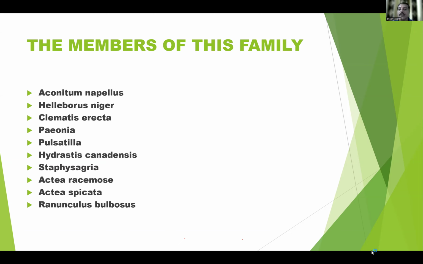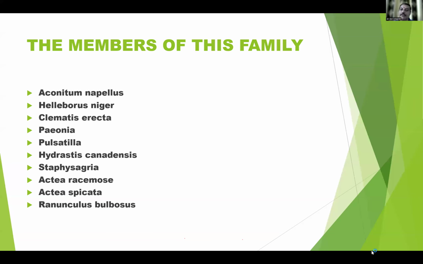The members of this family, I hope, because many of you are well versed with the remedies. The members of this family are Aconitum napellus. You all know Aconite, I think, the first remedy that is taught in our BHMS, etc. Helleborus, Clematis erecta, Paeonia, Pulsatilla, Hydrastis canadensis, Staphysagria, Actaea racemosa, Actaea spicata, and Ranunculus bulbosus. So these are the few members of this family where we had a good amount of provings.